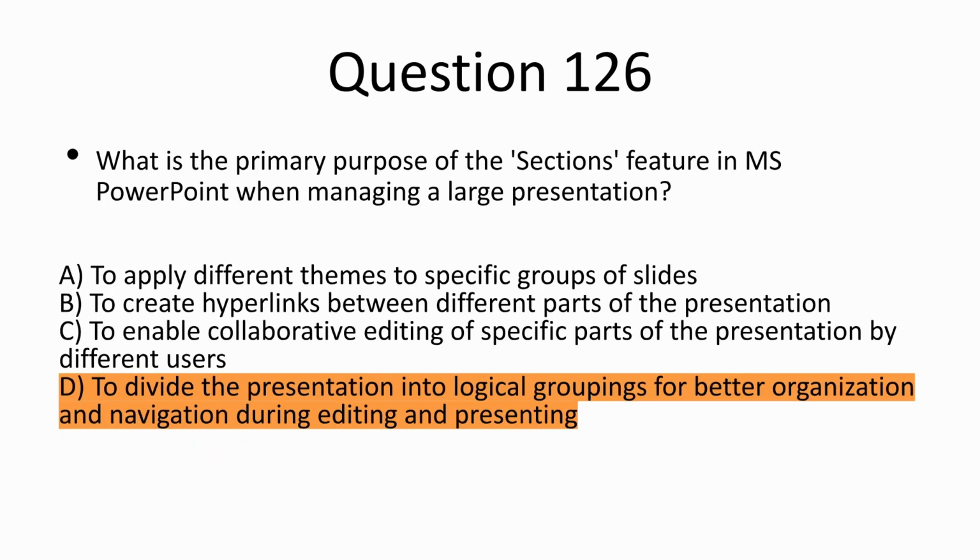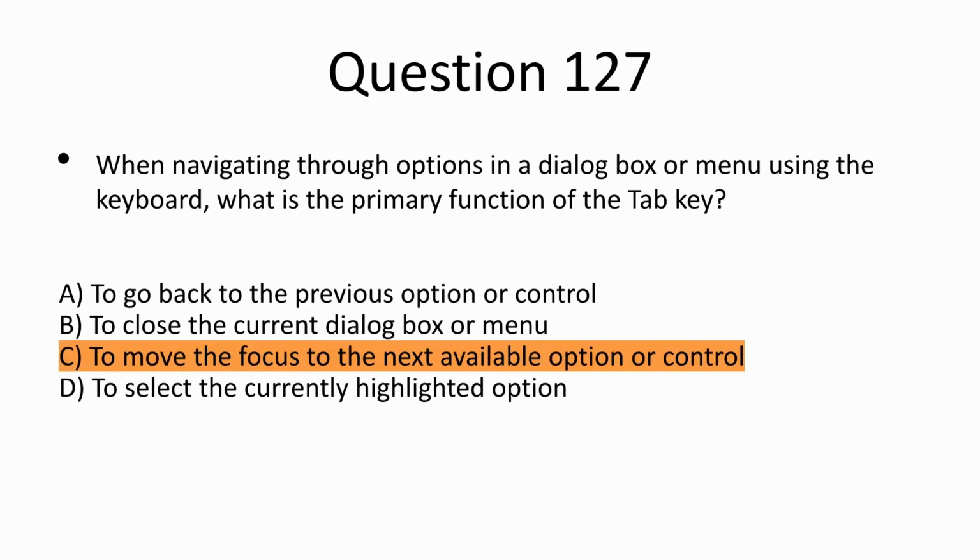Question 126. What is the primary purpose of the Sections feature in MS PowerPoint for a large video? Its purpose is D. To divide the video into logical groupings for better organization and navigation. Question 127. When navigating through a dialog box or menu using the keyboard, what is the primary function of the Tab key? The function is C. To move the focus to the next available option or control.